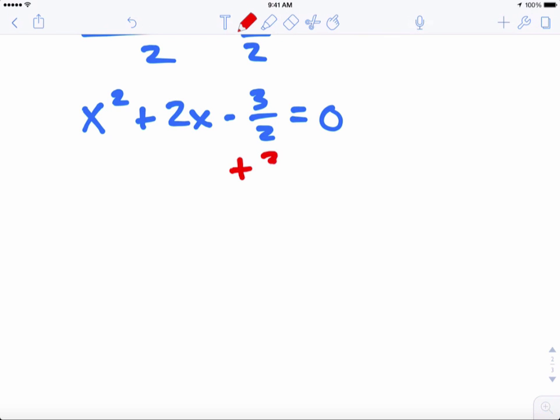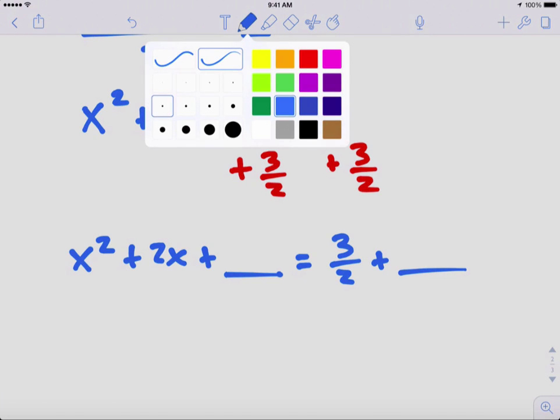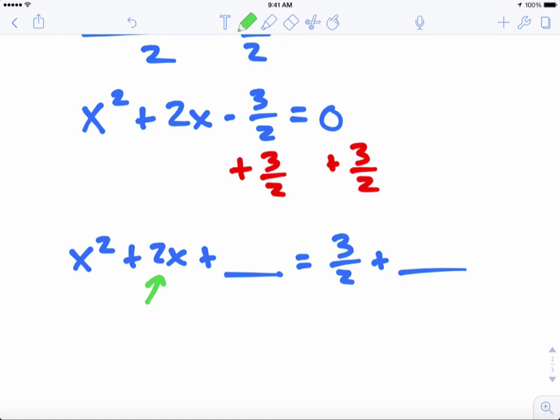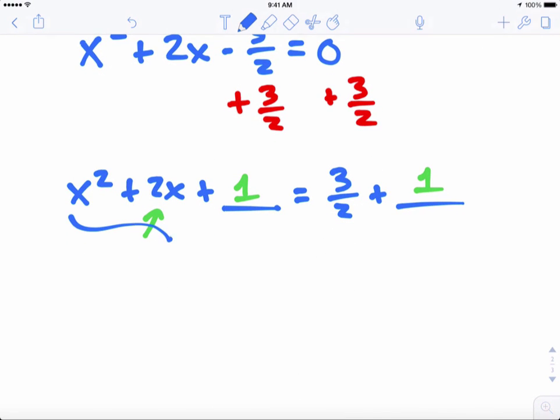I'm going to add 3 halves to both sides of this equation. So we end up with x squared plus 2x, and we know we're going to be completing a square, equals 3 halves. And of course, what we do to one side of the equation, we must do to the other. Half of positive 2 is positive 1. Positive 1 squared is 1. We're going to be adding 1 to both sides of this equation. The left-hand side is a perfect square trinomial. That is x plus 1 quantity squared.